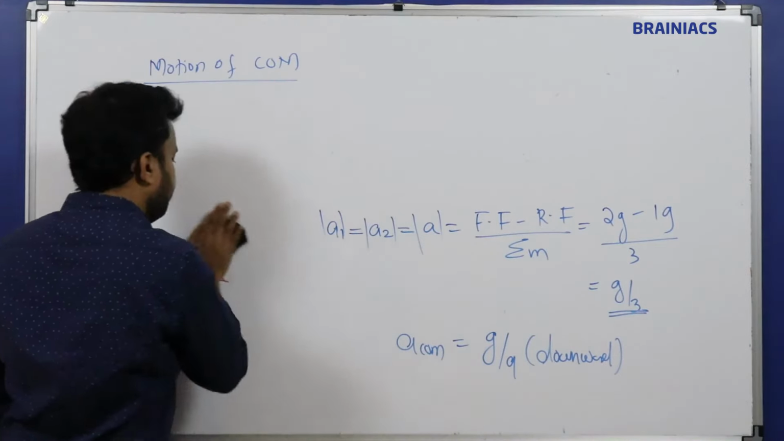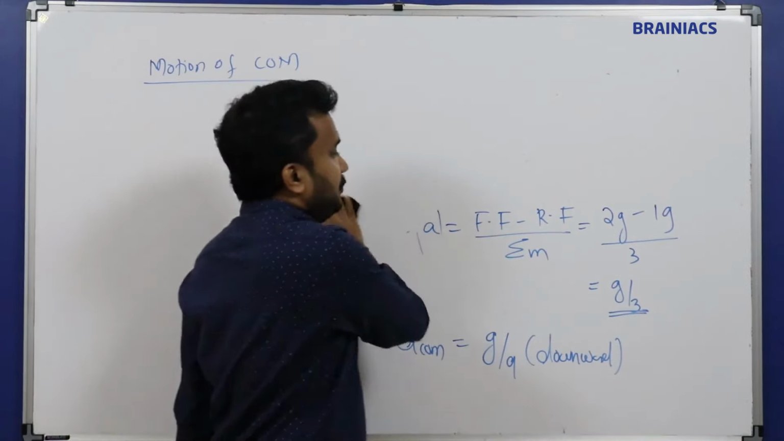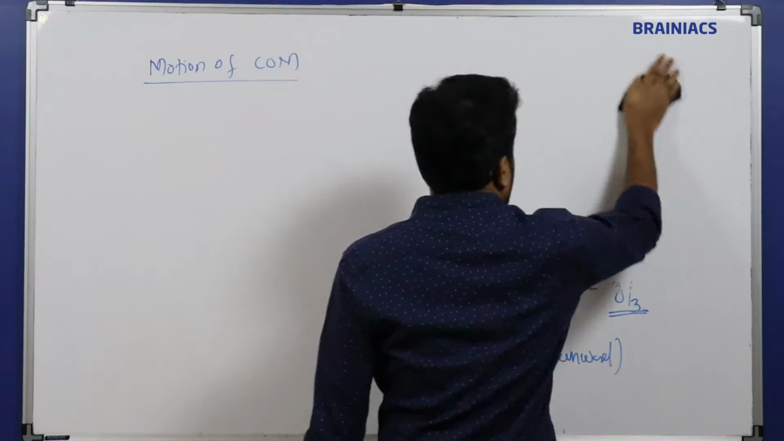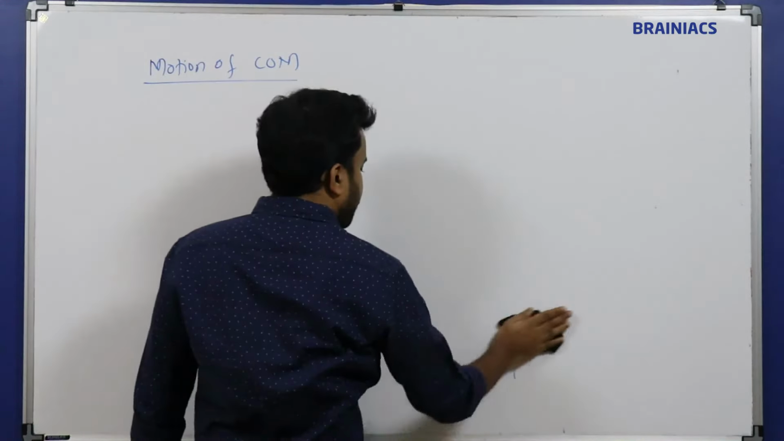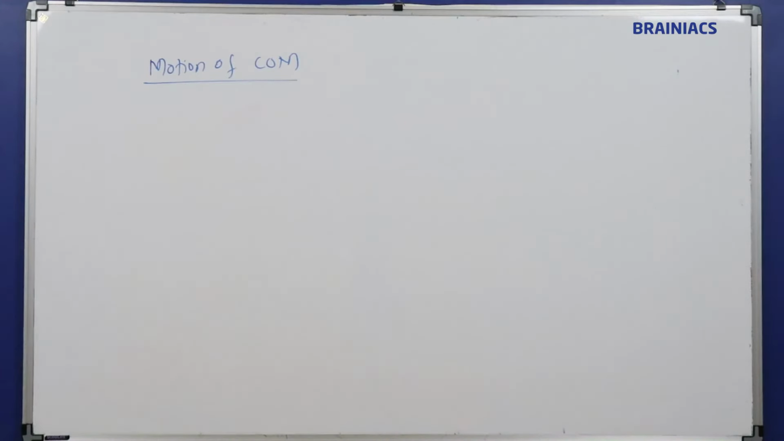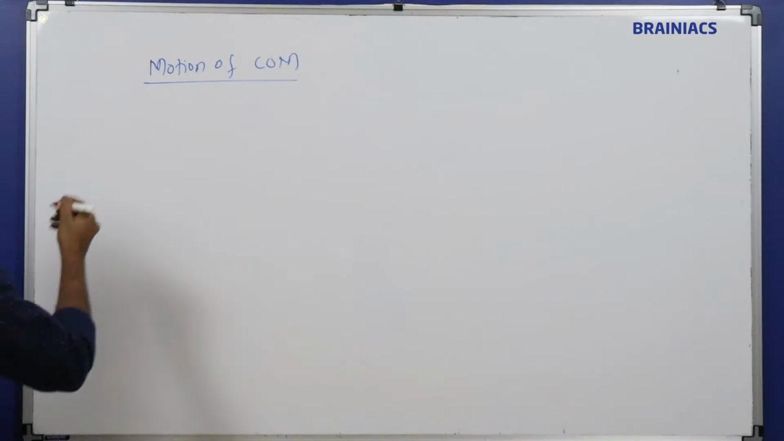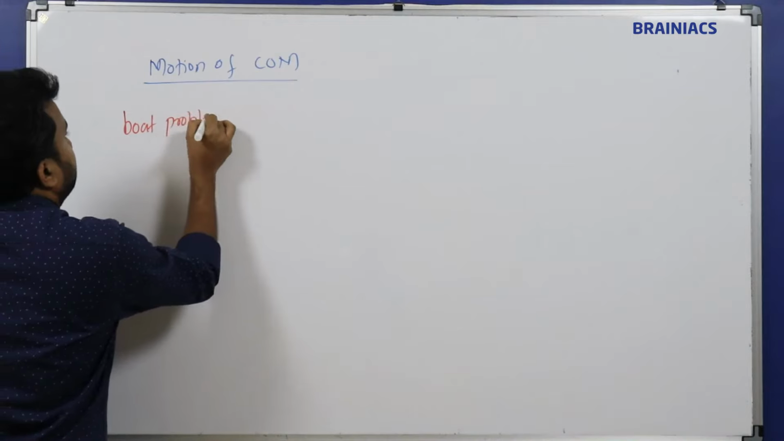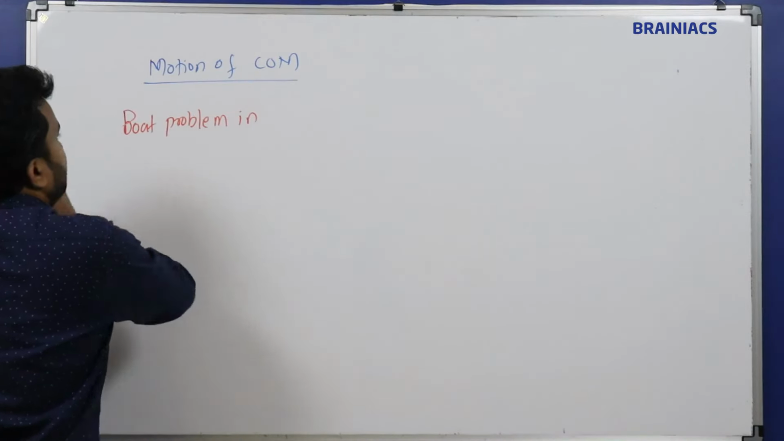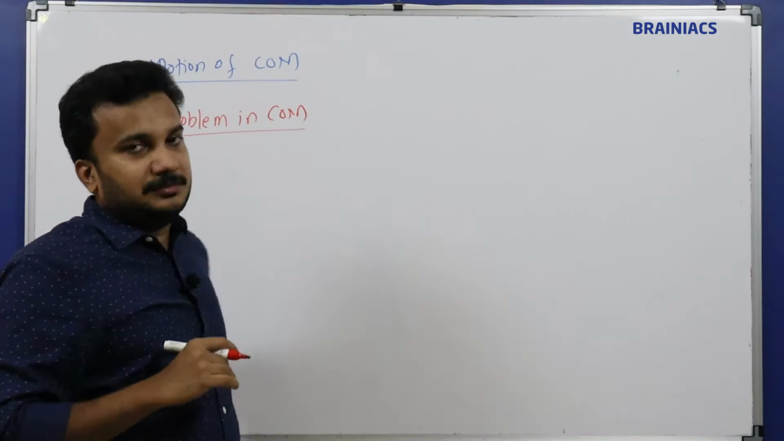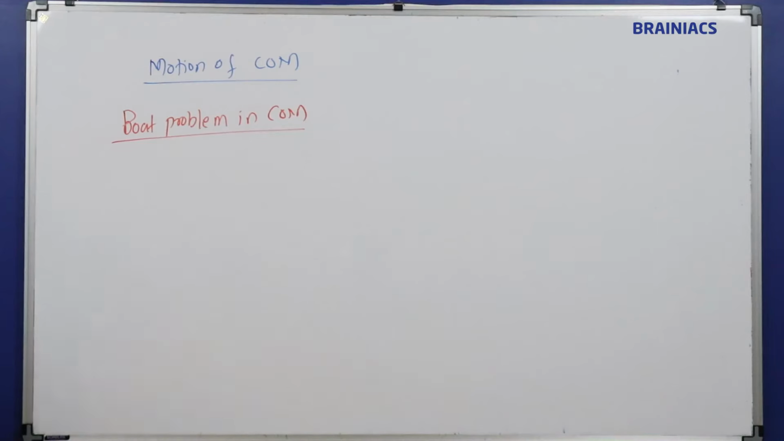Boat problem. Do not confuse it with the boat problem, rain man problem, river problem, all the things you have learned in two-dimensional motion, right? So do not confuse with that, and there is no confusion at all, but this is entirely different. So you can say boat problem in center of mass. Boat problem in center of mass. So let's directly start with a question, then we will see how the things are coming.